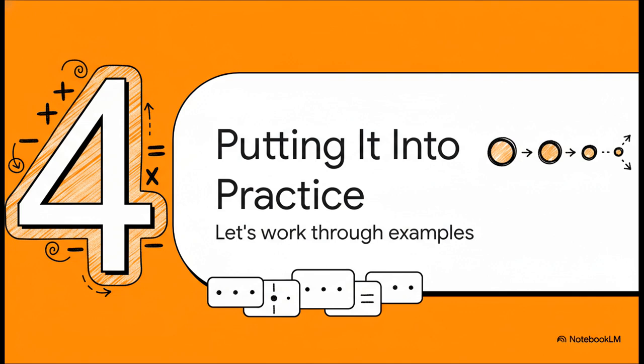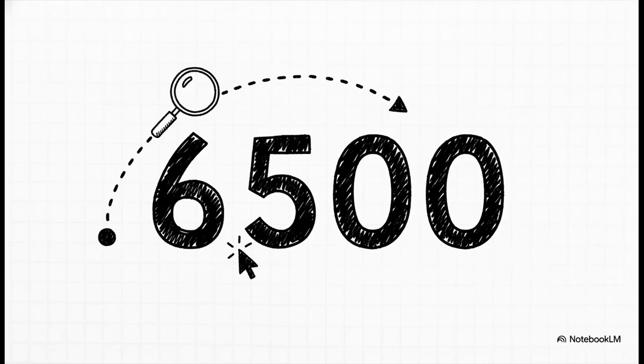We'll start with something a little smaller just to get our feet wet. Okay, for our first example, let's take the number 6,500. So step 1, find the spot. The first digit is a 6, so our target is right after it.